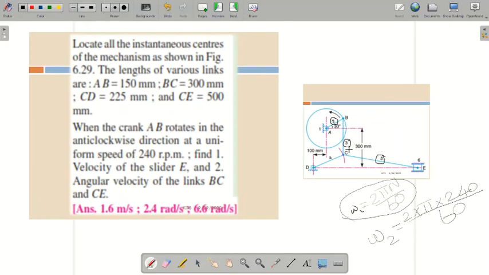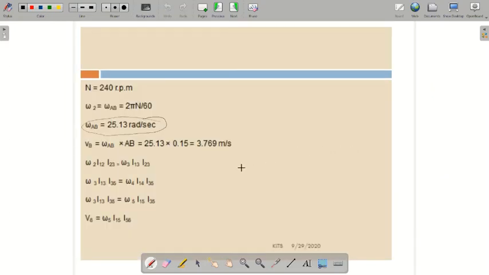Now we have to find out the angular velocity of link 3. How can we find that? Very simple, very easy. See, in this problem, the diagram looks somewhat complex, but that is also very easy. This calculation is very, very simple. Now I know the angular velocity of link 2. I have to find out the angular velocity of link 3. Write like this.